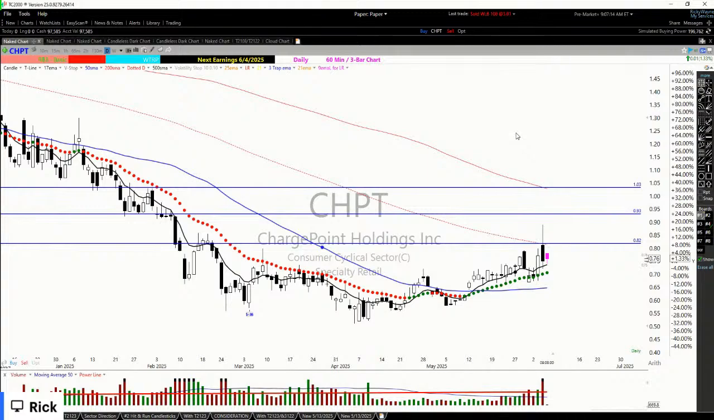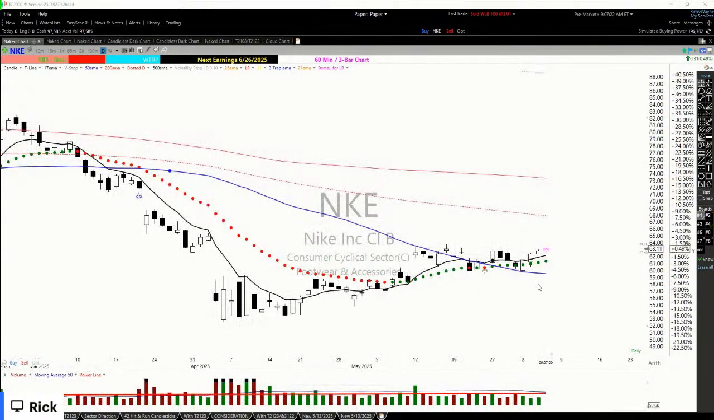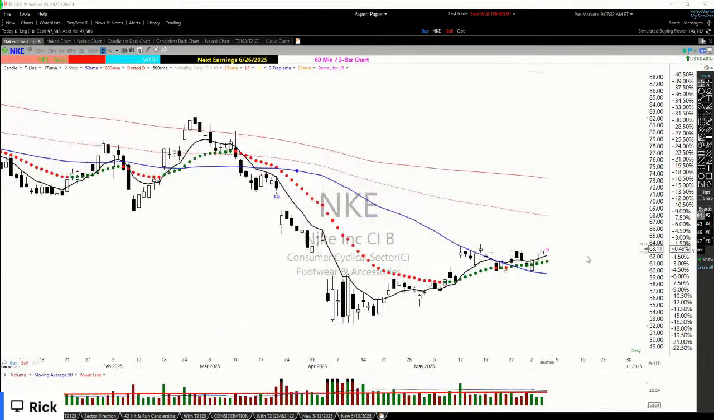What else do we have? Anyone else? I could certainly find some more if we need to. Take a look at Nike. Oh, Nike, there it is. Look how that trend has changed. See how we've gone from red to green? Trend has changed. Targets, beautiful targets.